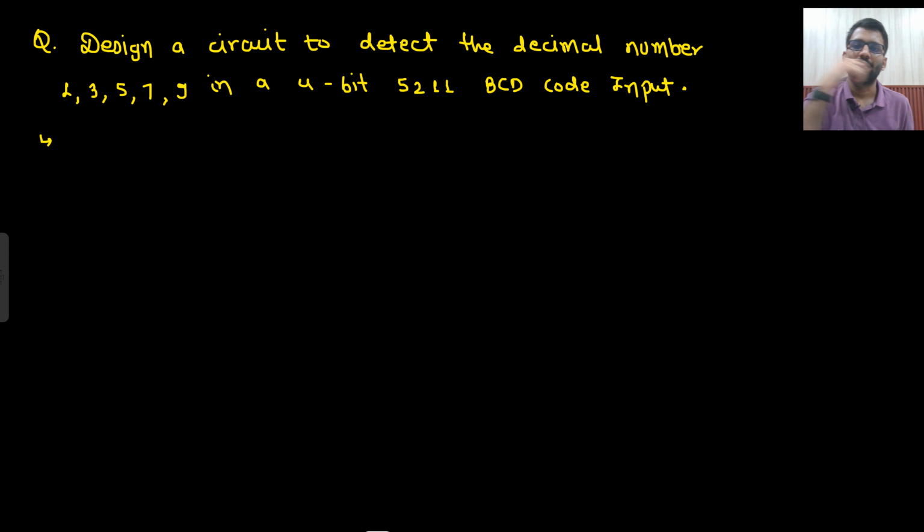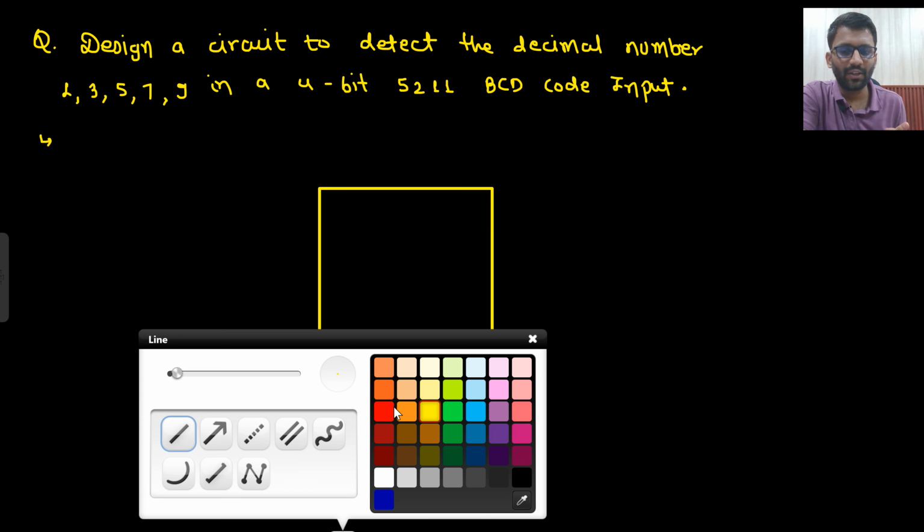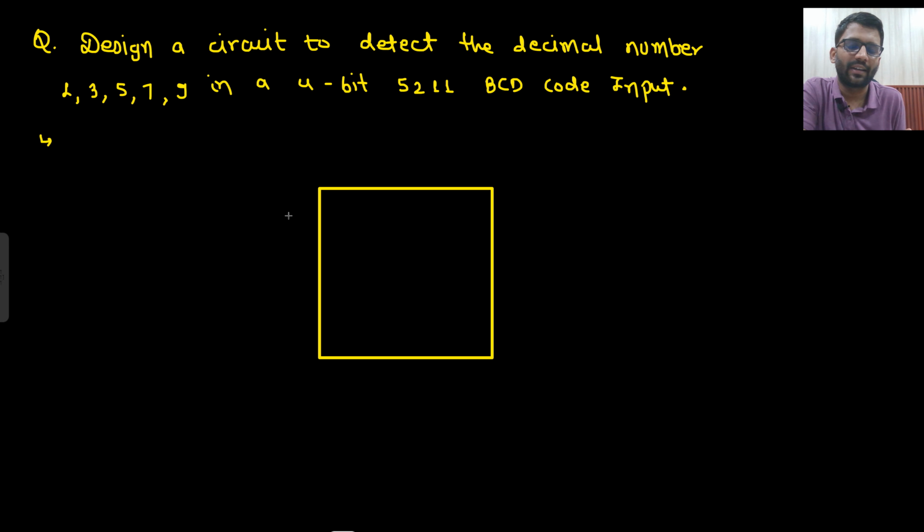Let's take another example. You have to design a circuit to detect the decimal numbers 1, 3, 5, 7, 9 in a 4-bit 5211 BCD code. First thing is that we don't know what 5211 BCD code is. No need to worry, we have studied the BCD code, so we have enough aptitude to understand that. In 8421, what was the meaning of that? It is the place value: place value of 1, place value of 2, place value of 4, place value of 8. Similarly, here the place values are 1, 1, 2, 5. So it will detect 1, 3, 5, 7.